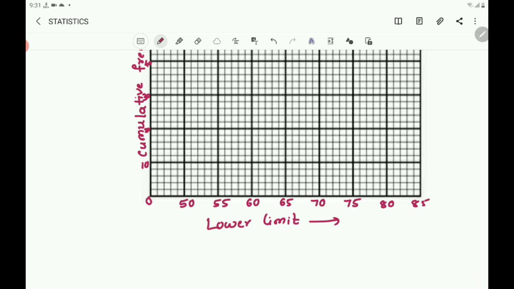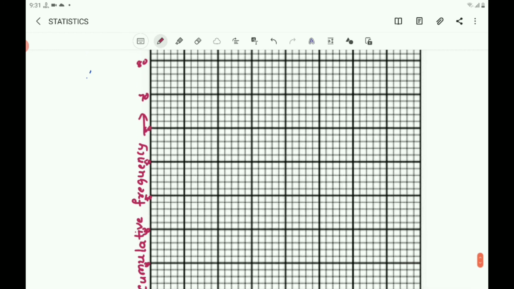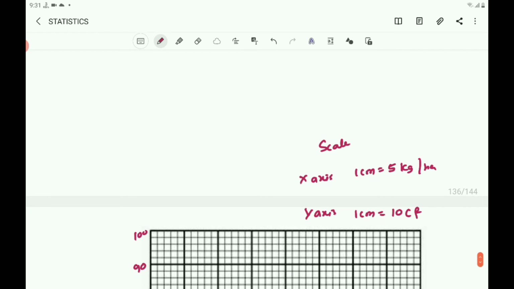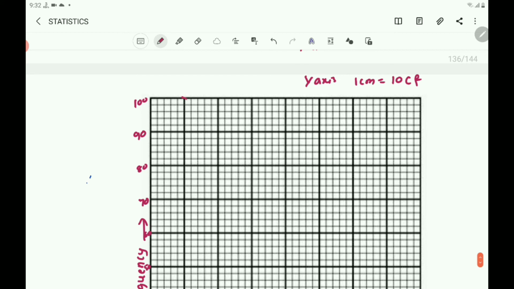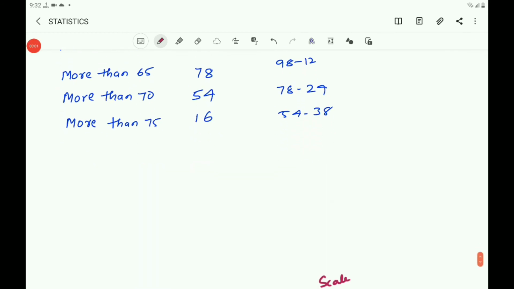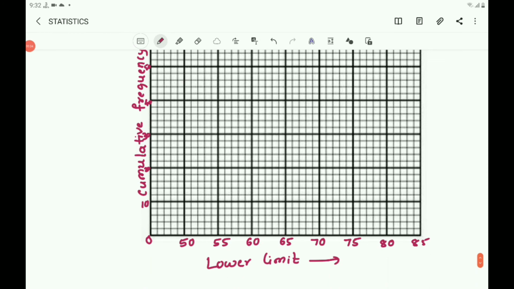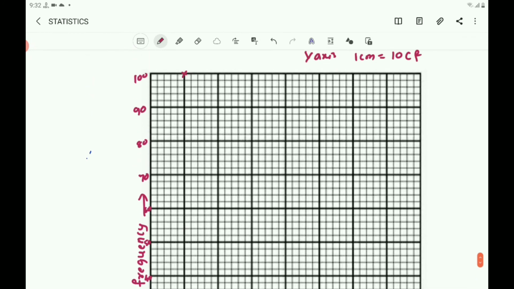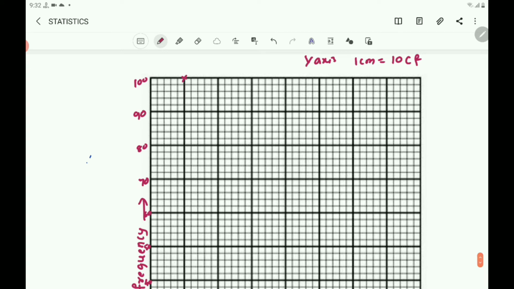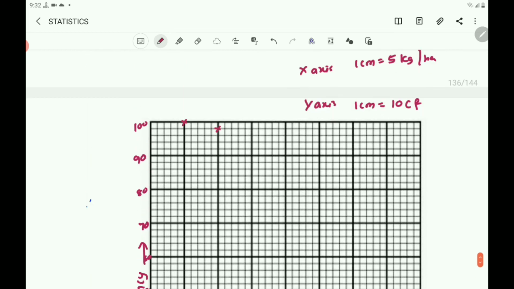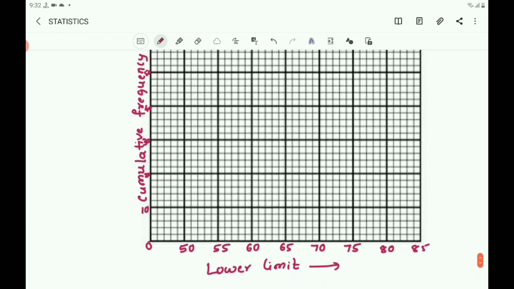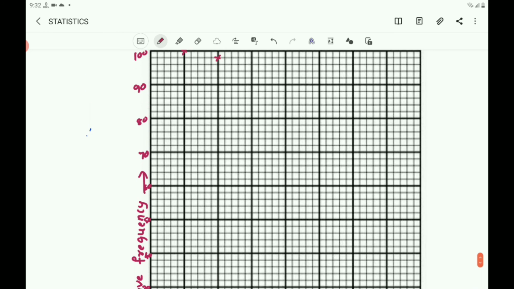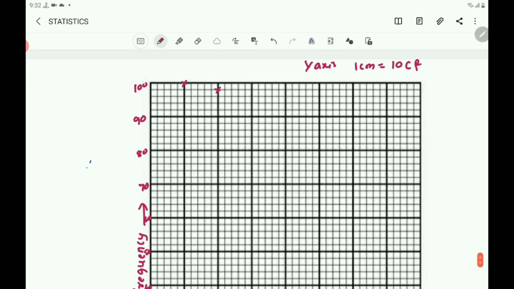Now the first one is 50, 100. 50 is 100, you mark here. 55 is 98, so you take 98. And 60 is 90, you take 90.